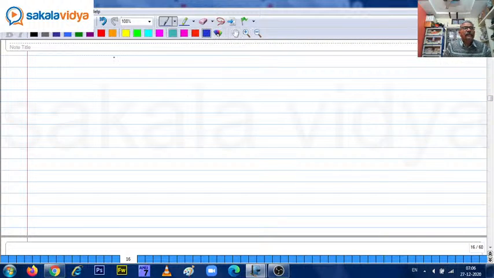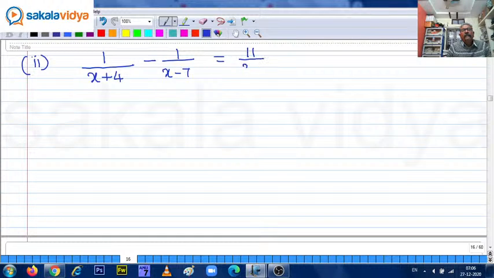Okay, now second problem. Let us solve it. Second problem: 1 upon x plus 4 minus 1 upon x minus 7 equal to 11 upon 30. Conditions: x does not equal to minus 4, 7. This is the question.